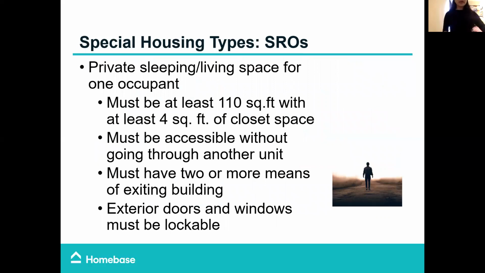So for SROs, it must be at least 110 square feet with at least 4 square feet of closet space, and it must be accessible without having to go through another unit, and there must be 2 or more means of exiting the building. Exterior doors and windows must also be lockable.